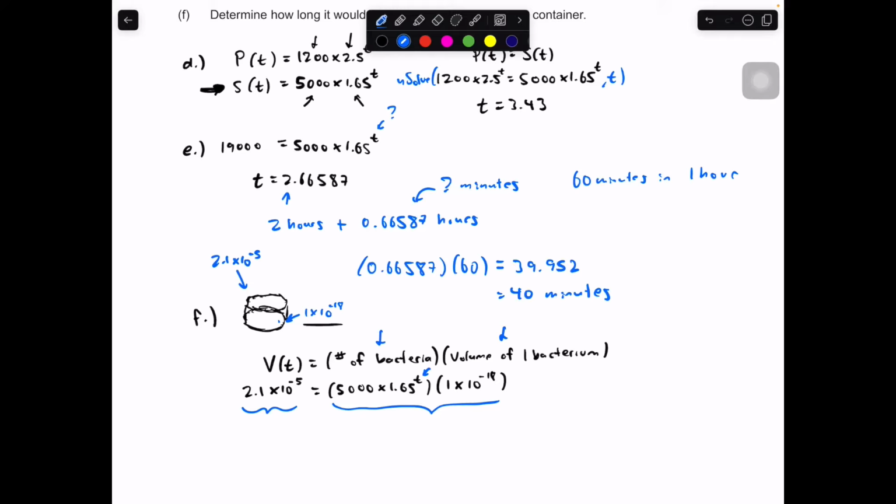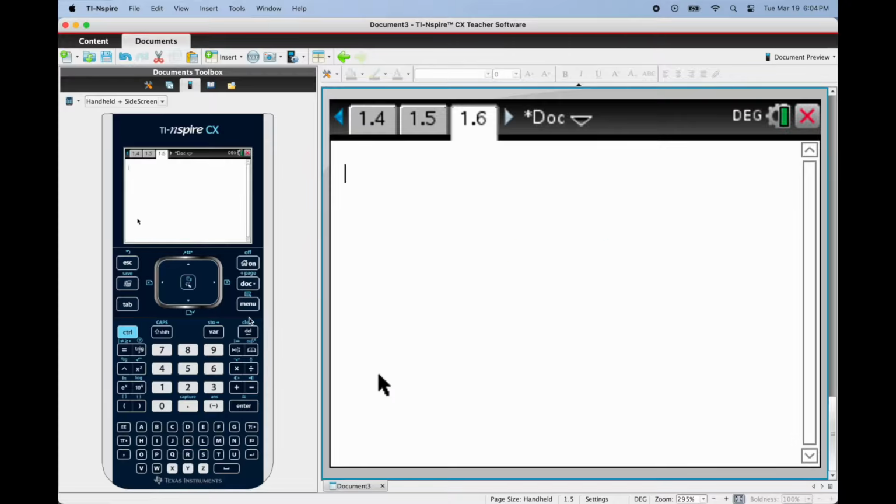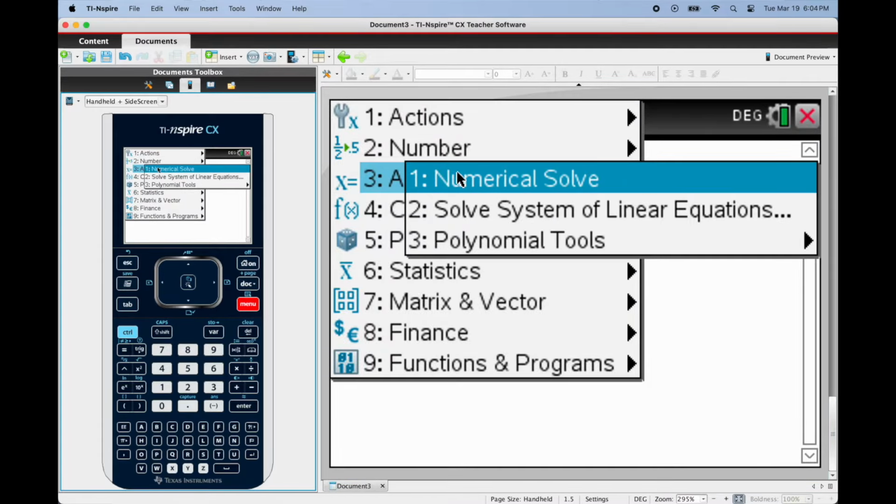We want to say what value of t will make this equation true? Okay, let's go type this in on a calculator. We could graph this, but hopefully NSolve will work. This is the NSolve paper.